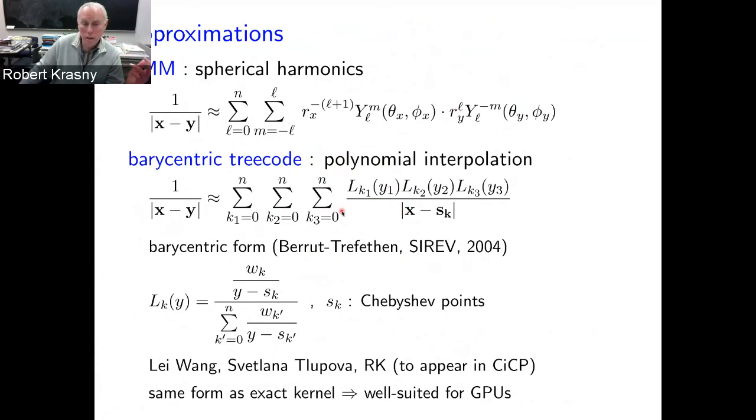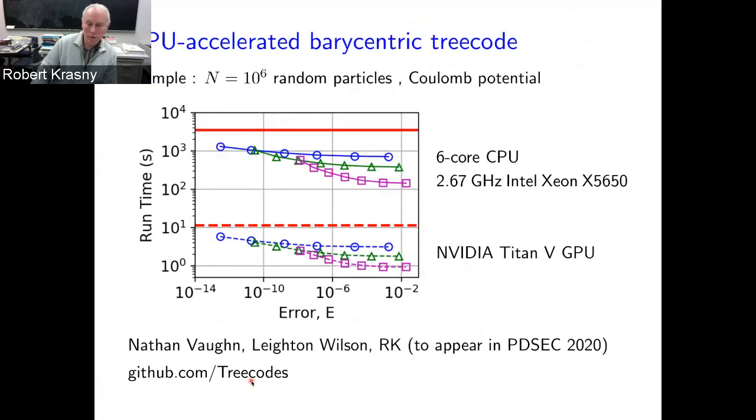The other thing is, this is kernel independent. It doesn't matter that there's a Coulomb potential over here. In fact, in this paper with Lei Wang and Svetlana, we applied this to what are called regularized Stokeslet kernels, which are very complicated kernels. There have been very few fast summation methods for that, but the barycentric tree code works very well there. So I think if people learn about it and they try it, and these guys are making their codes available, we'll see what happens.